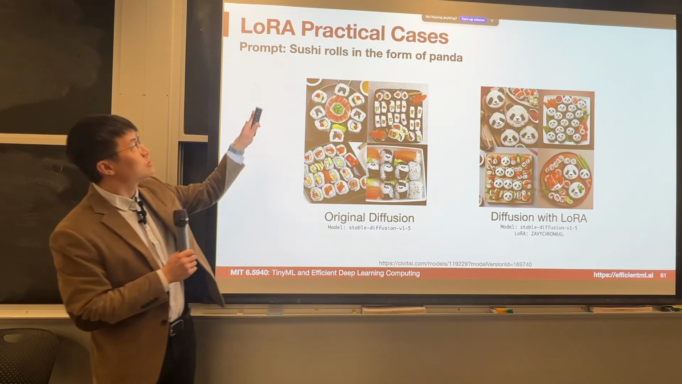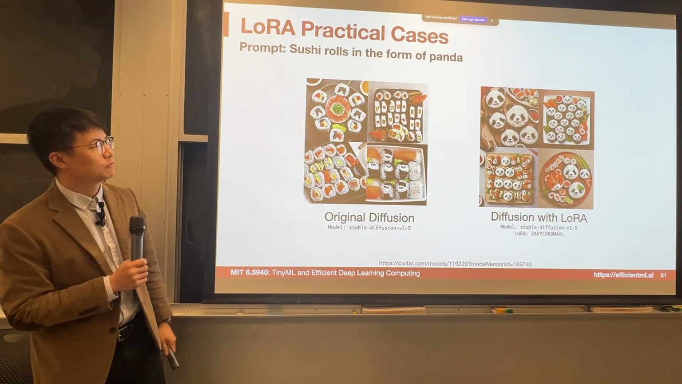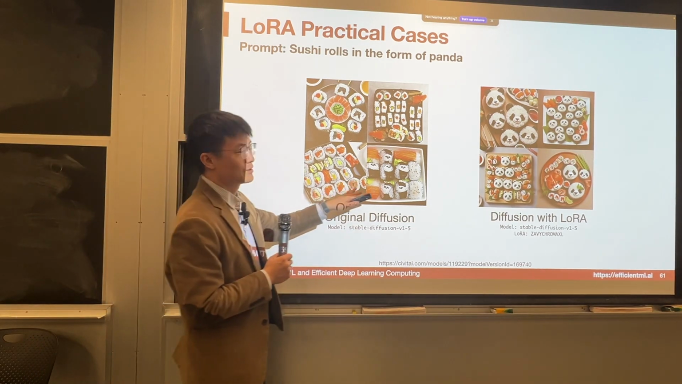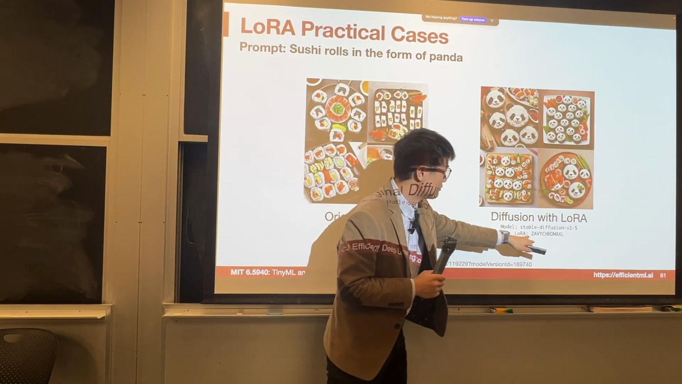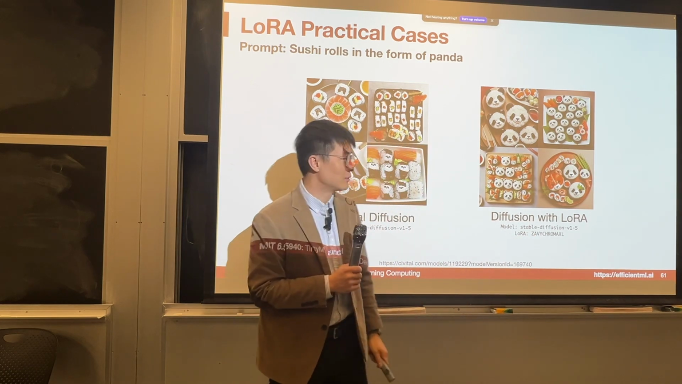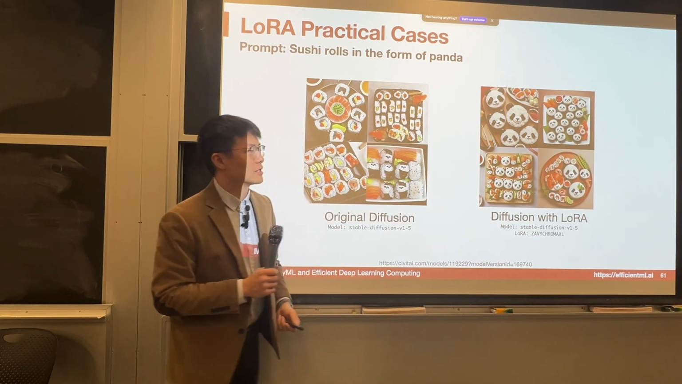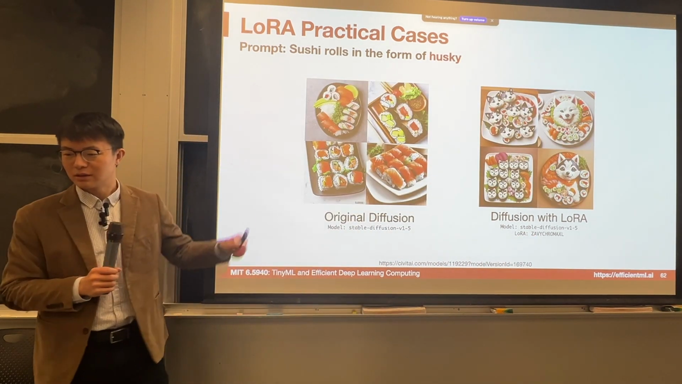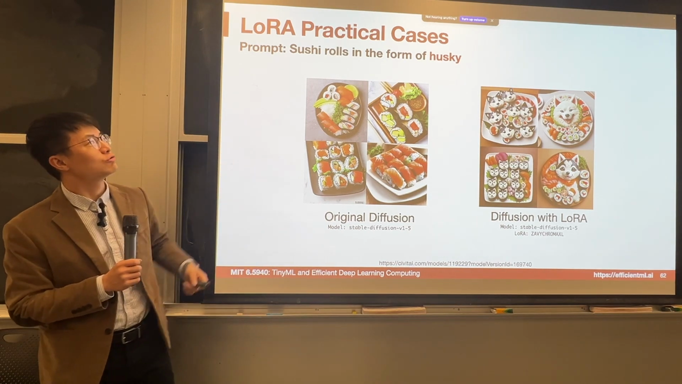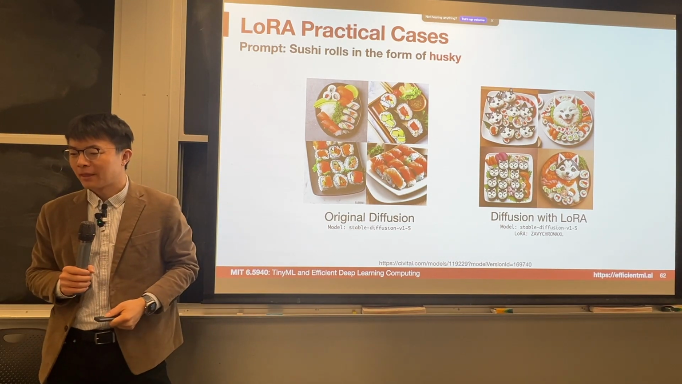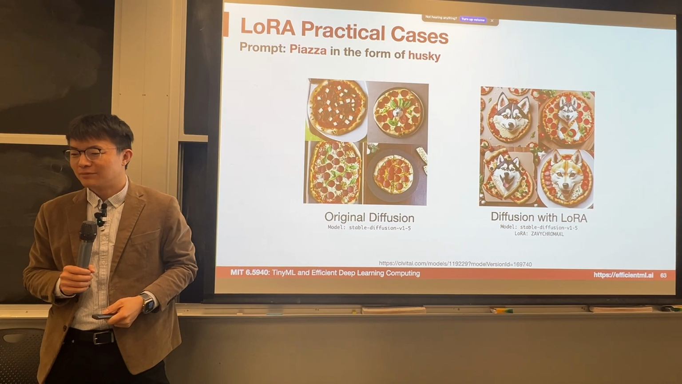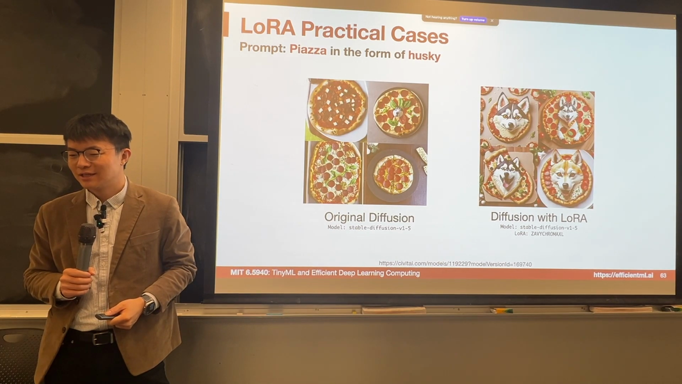And this is another interesting one: sushi rolls in the form of panda. This is the original one. There's no panda, but this is a very interesting LoRA contributed by someone in the community. Makes it look like a panda. There's another one: sushi rolls in the form of husky, and pizza in the form of husky.